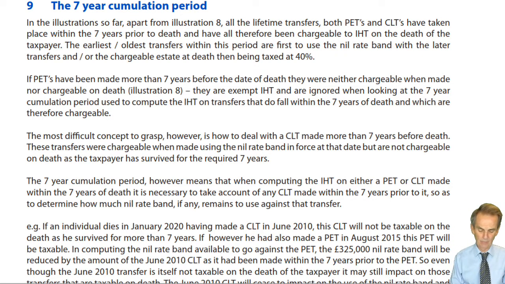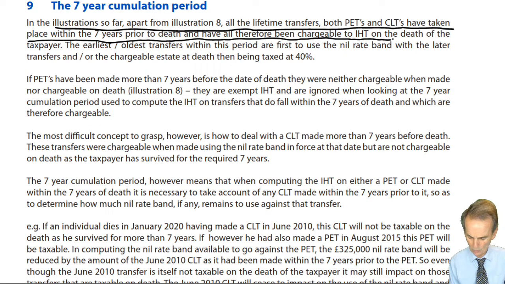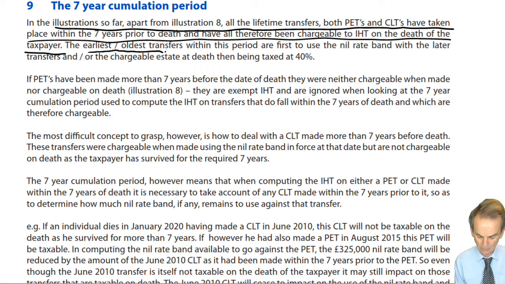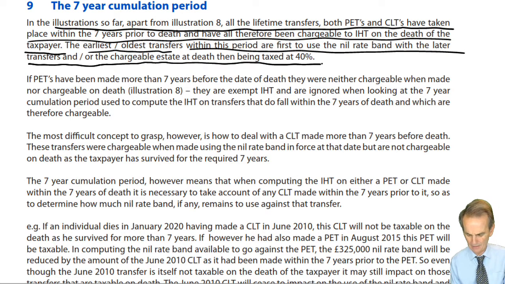Now, it's entitled, simply enough, something we are familiar with, the 7-year cumulation period. And as the note says here, in illustrations so far, apart from illustration 8, all the lifetime transfers, other than exempt transfers, that's either PETs or CLTs, have all taken place within the 7 years prior to death and have all therefore been chargeable to IHT on the death of the taxpayer. We know also that the earliest, or oldest, transfer within that 7-year period is the first to use the nil rate band, with the later transfers and all the chargeable estate at death, once you've got above the available nil rate band, taxed at 40%.